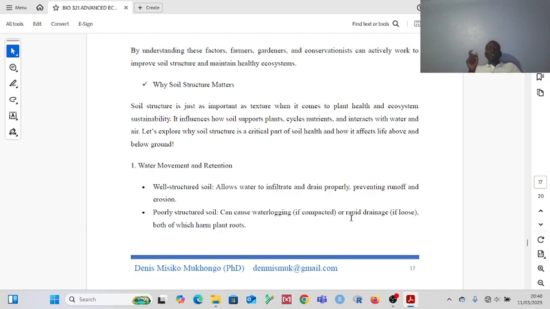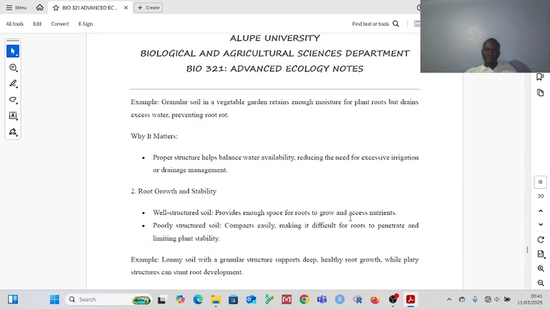But if the soil is so poorly structured that the water moves through very fast, then the roots of those plants will dry. Okay. So because of the poor structure of the soil, the extremes of it will all affect the plants that are growing.